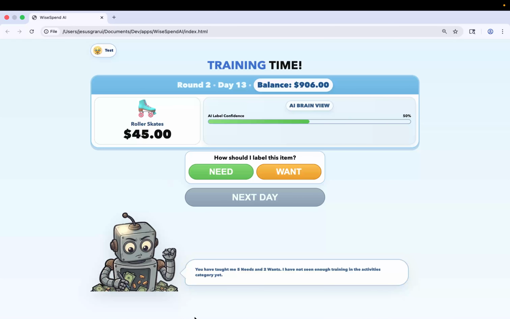Roller skates, what is it saying? You have told me 5 needs and 2 wants. I have not seen enough training in the activities category yet. So let's say it's a want. Again, because it can affect us later on. A pencil, maybe they need it for school, as it says here, school category. So let's say it was a need. 4K TV, $100. It's in the devices category, so maybe we could say it's a want.